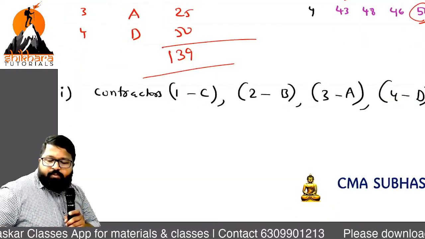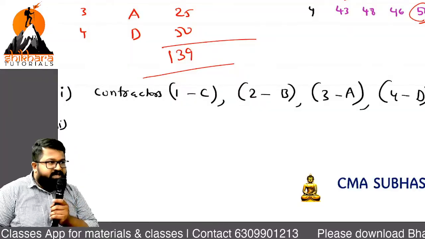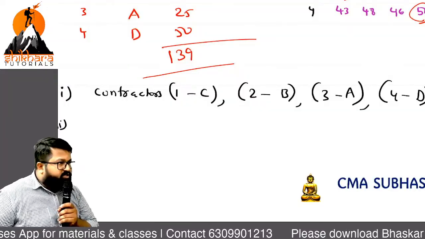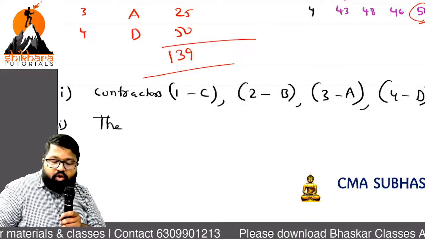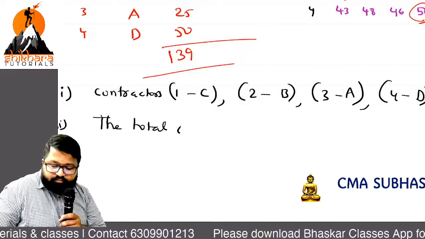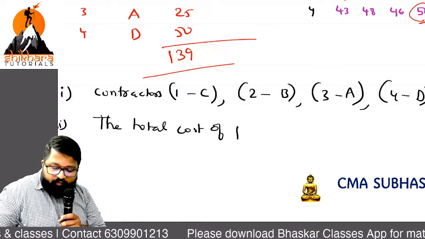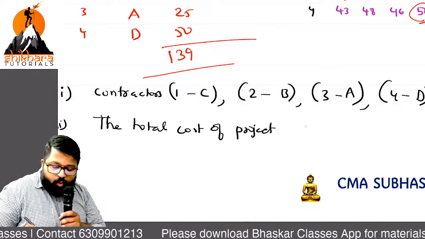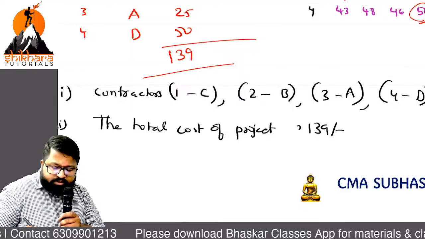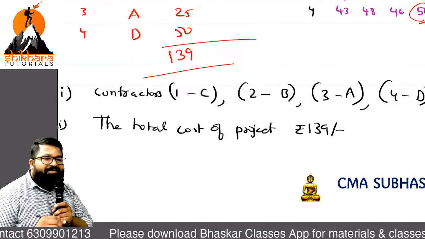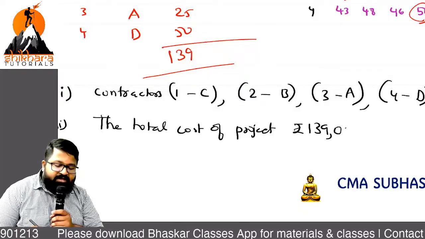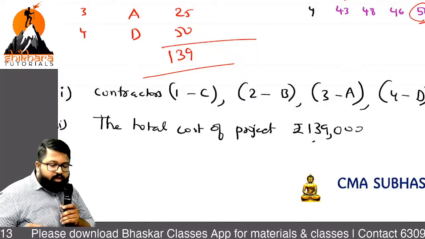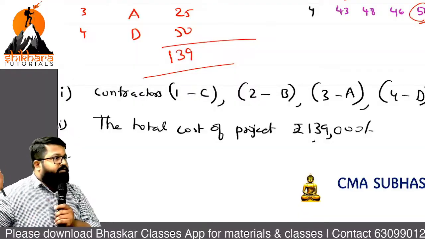Okay, and what about Roman number 2? What is he asking us to find? Cost, total cost of the project. Therefore, the total cost of the project is 139 rupees. Why? It is given in thousands. Okay, once it is done, your answer is done.